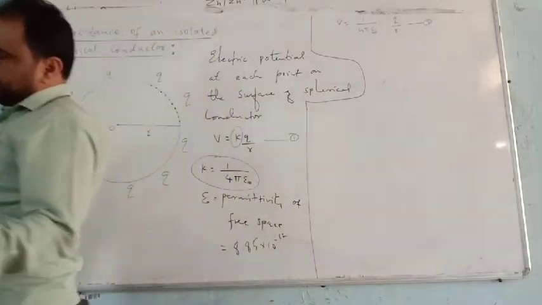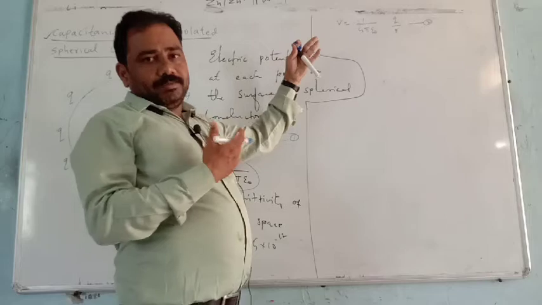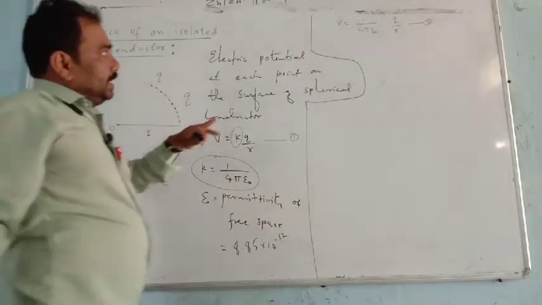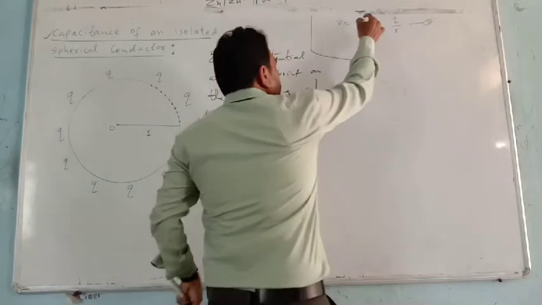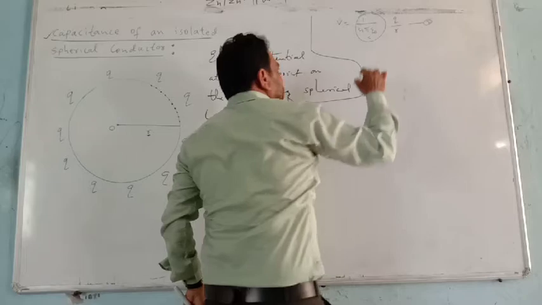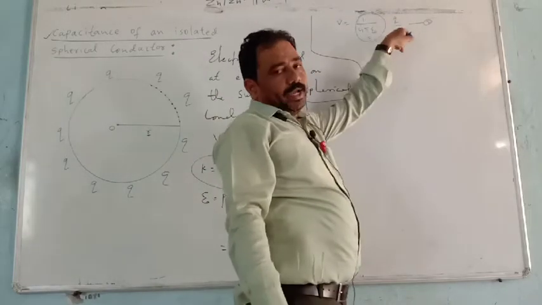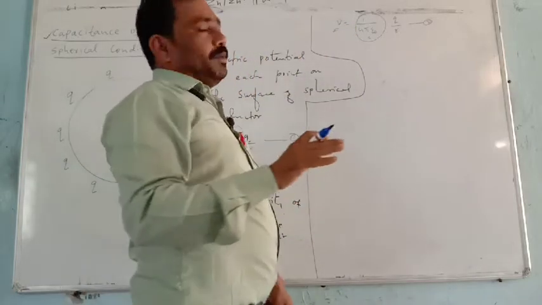See, sometimes a question may be asked on electric potential, where you have to find electric potential on the spherical conductor. At that time you have to use this formula, that is 1 by 4 pi epsilon naught, which is nothing but the electrostatic constant, into Q by R. So we have the value of V, that is electric potential.